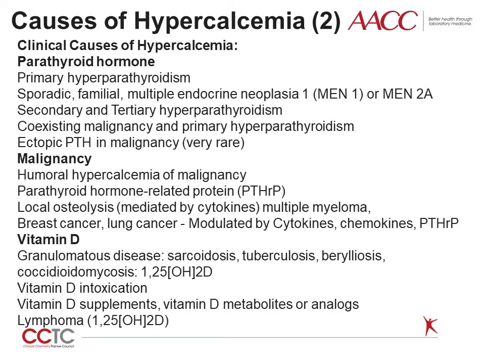Increased vitamin D, mainly 1,25-dihydroxy vitamin D, can be seen in granulomatous disease, such as sarcoidosis, tuberculosis. Vitamin D intoxication can be due to vitamin D supplements, vitamin D metabolites, or analogs. Lymphoma.